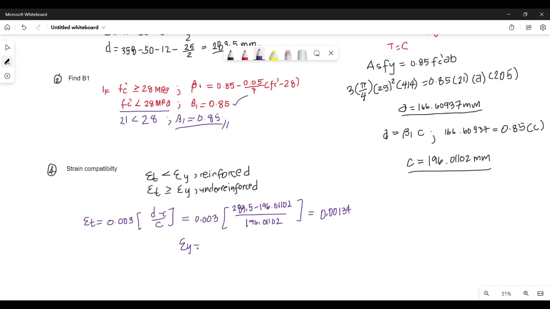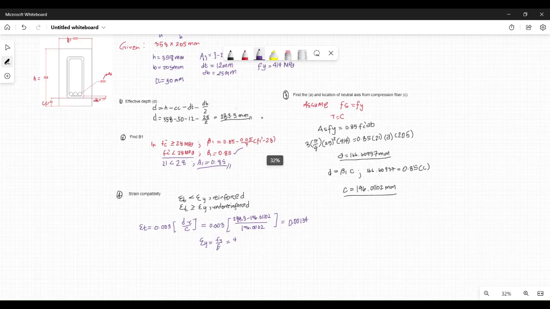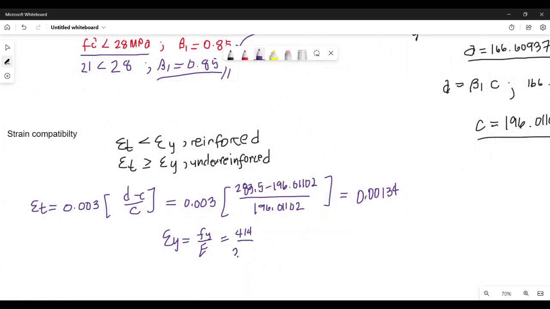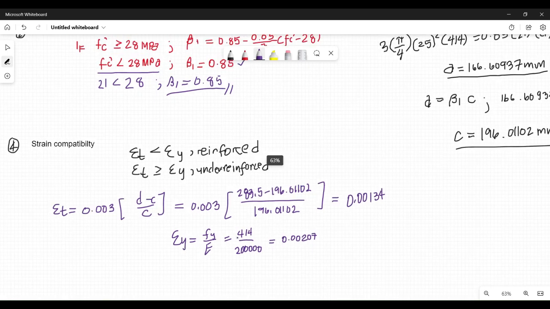Strain Y is equal to Fy over E. So E, ang constant ng E is 200,000. Tama ba? 200,000. So we have 414 Fy natin sa taas, 414 MPa, divided by 200,000. This is constant po, yung E, equal to 0.00207.